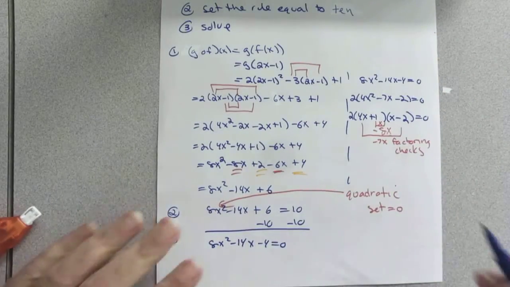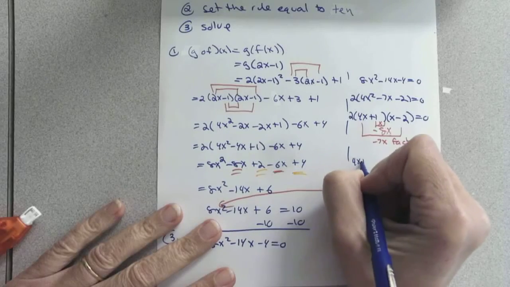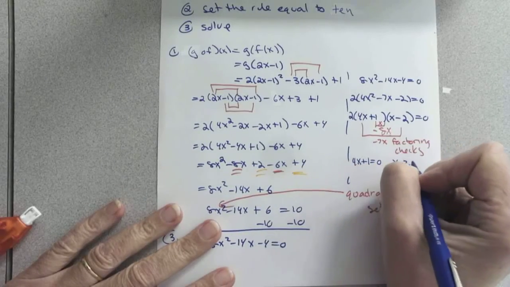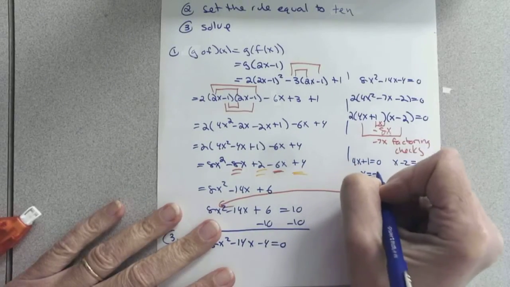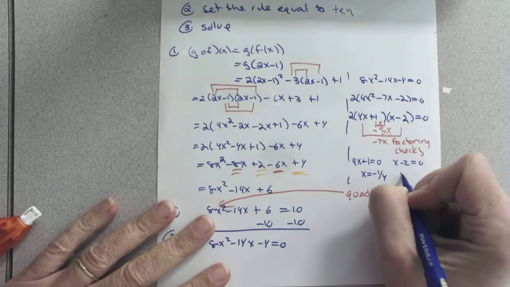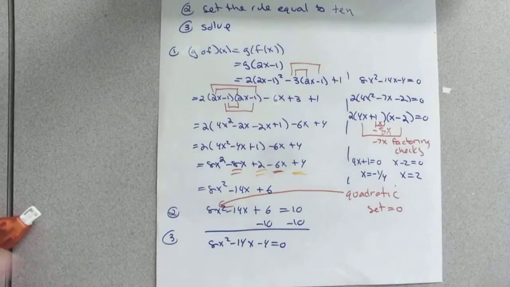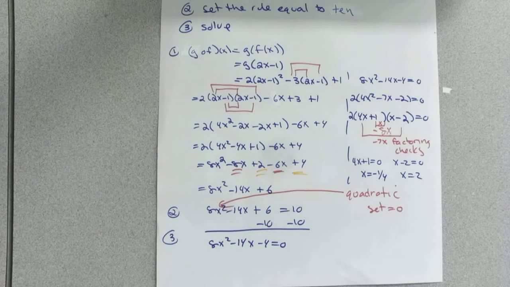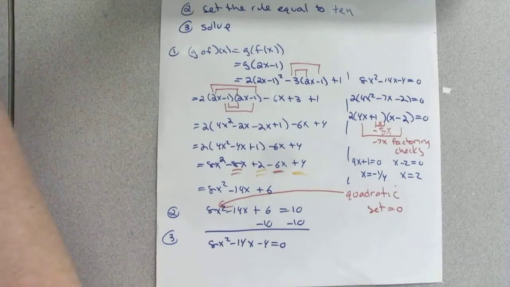Now that it's factored and equal to 0, I can split it up. And so I get x equals negative 1/4, x equals 2. And there we've solved the problem. Now it's a long problem, but if you baby step your way through it, it's not so bad.